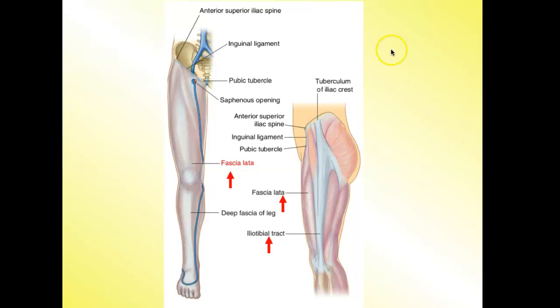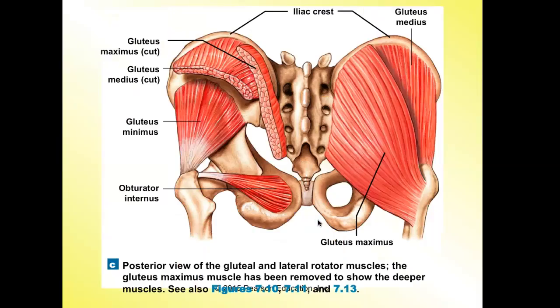I just want to show you, this picture is the fascia lata. So we can see our whole leg actually has a fascia around it. Here's our fascia lata, and then here is that especially thick iliotibial tract. All right.